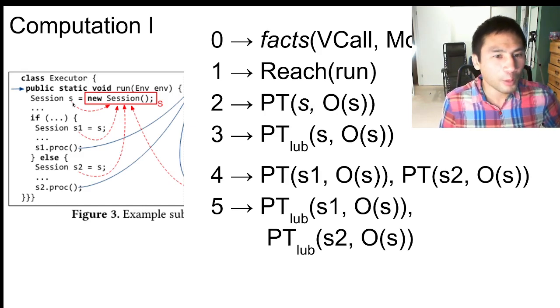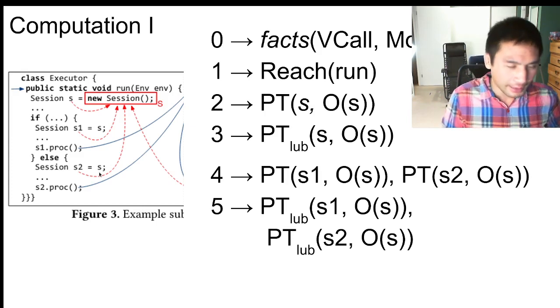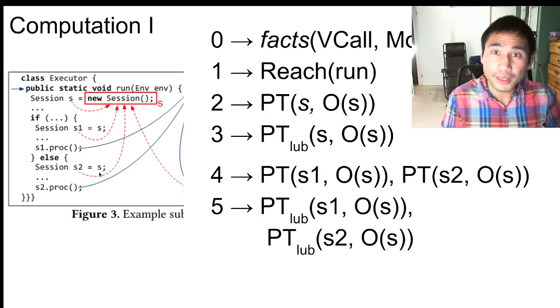Now we're going to have more relations. We have s1, and there's a points-to relation between s1 and O of s as well, because we have s1 equals s at step 4. At the same time, we have the points-to relation s2 equals s, and that also says s2 points to the same thing s does. So we're taking the thing s pointed to, and now looking at s1 equals s. So s1 also points to the same thing s does.